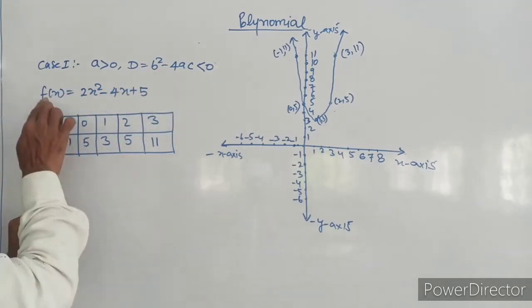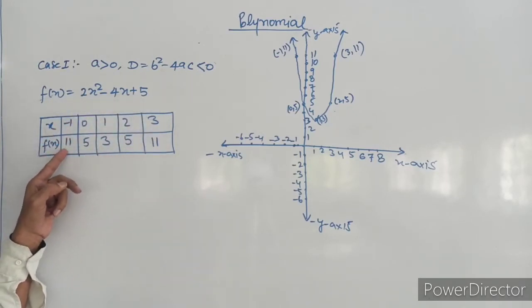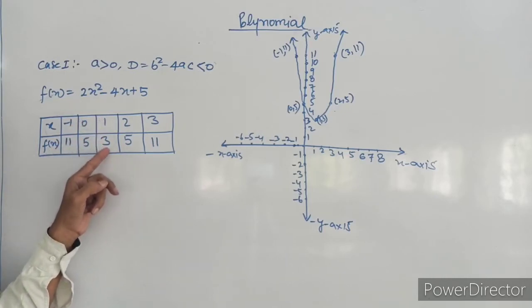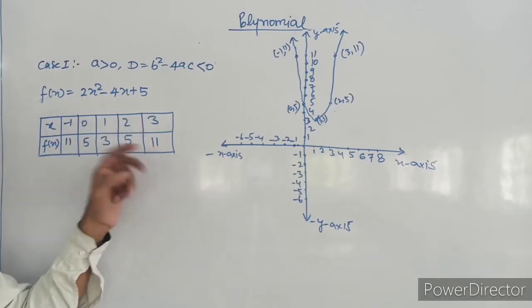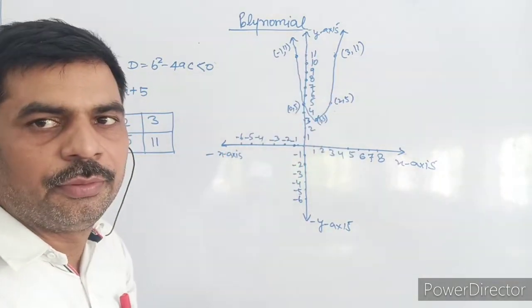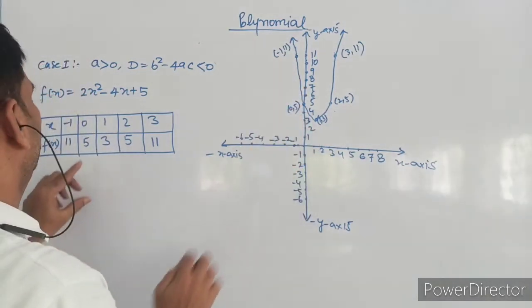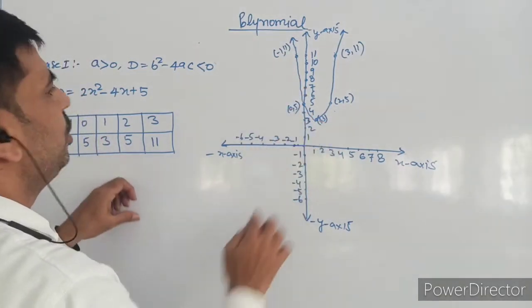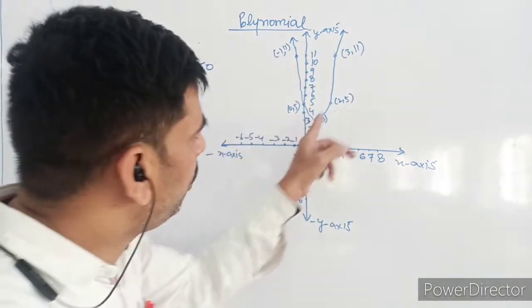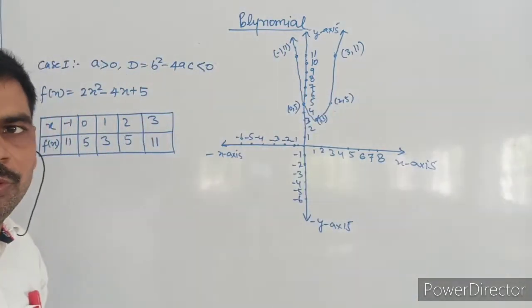We find the value of f(x) by putting some values of x. Here, for x = -1 we find 11, for 0 we find 5, for 1 we find 3, for 2 we find 5, and for 3 we find 11. We plot these points on the graph. Roughly, you join these points and you find this type of graph.